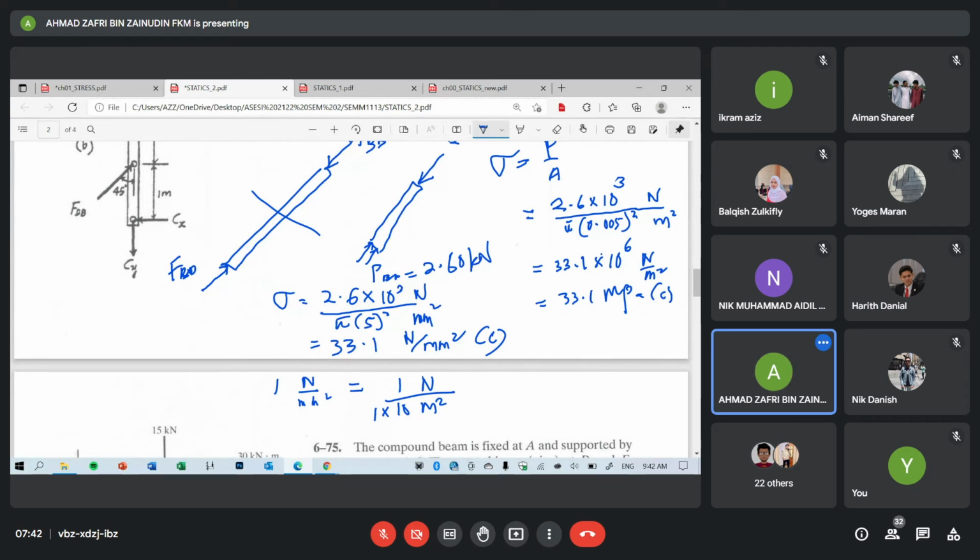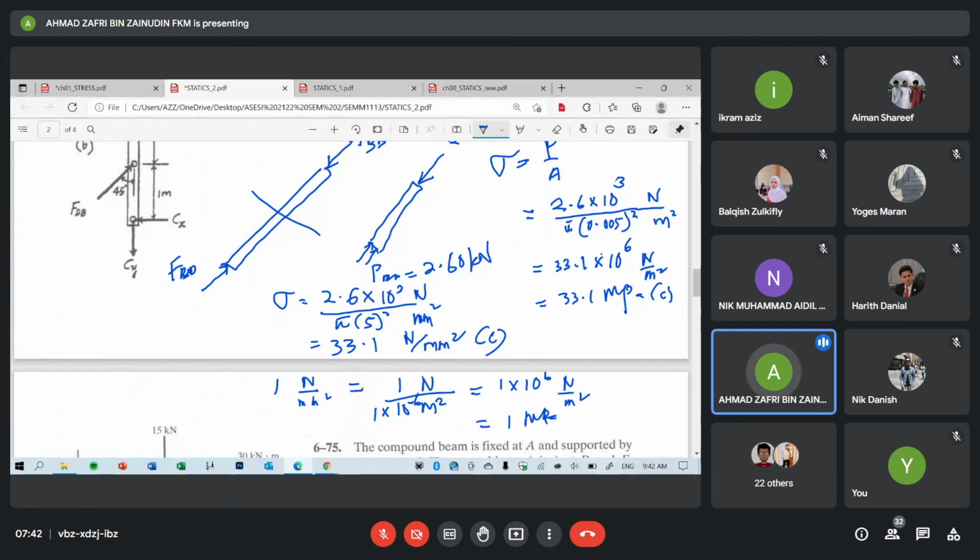So what is the conversion? 10 to the power of -3, squared, is 10 to the power of -6. So it is equal to 1 times 10 power 6 Newton per meter square, which is 1 megapascal. So 33.1 Newton per millimeter square is also equal to 33.1 megapascal.